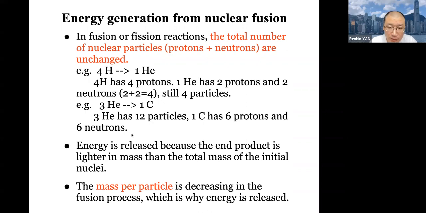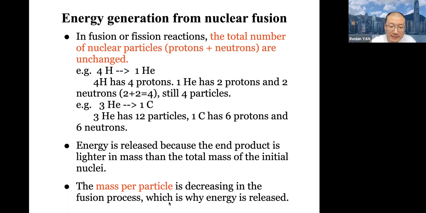But how is energy released? Energy is released because the end product is lighter in mass than the total mass originally. So if you calculate the mass per particle, it is always decreasing in the process. Basically, you take the total mass divided by the number of nuclear particles. That gives you the mass per nuclear particle. That mass per nuclear particle is decreasing in all the fusion processes.